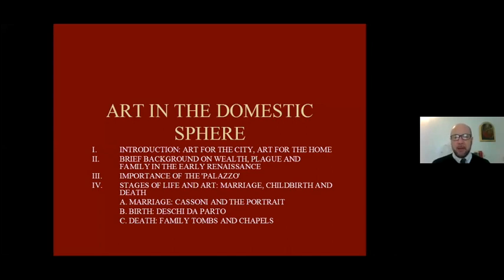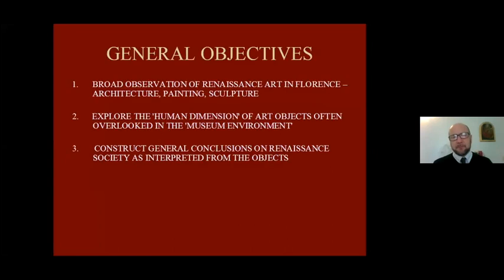And I'll be dealing with marriage, childbirth and death, and I'll be looking at the types of art that were associated with those life events. And let's go right in. What are the general objectives of the talk? The way I've approached this is a very broad observation of Renaissance art in Florence. So architecture, painting, sculpture. So I'll be going basically to all four corners of the city. So it's a very broad sort of a look.